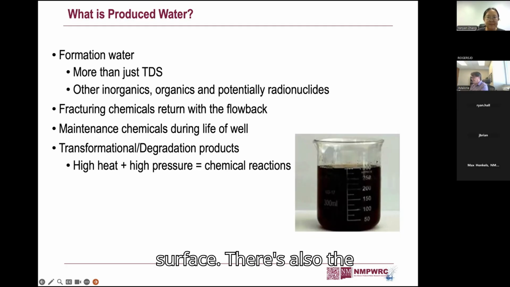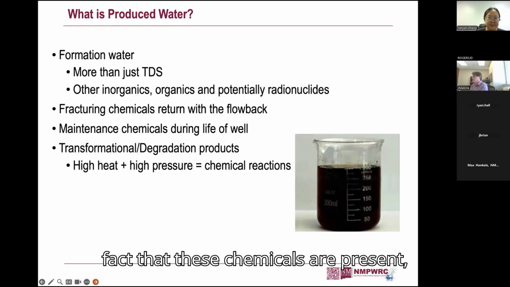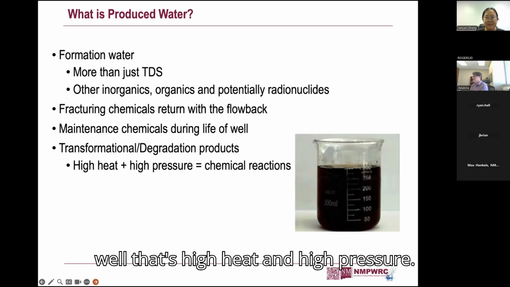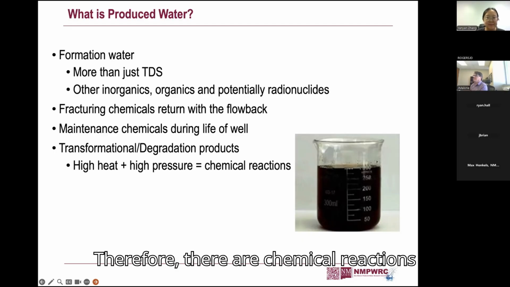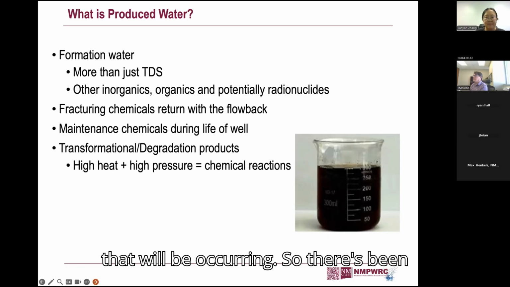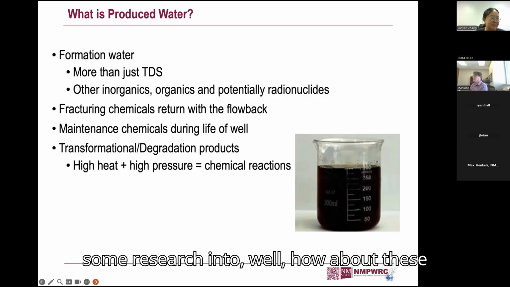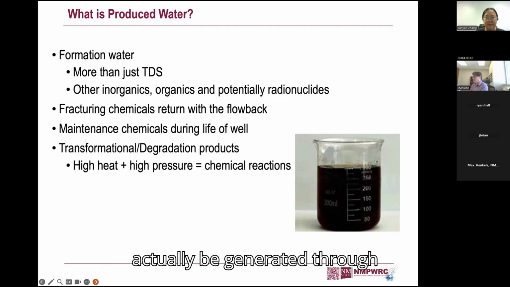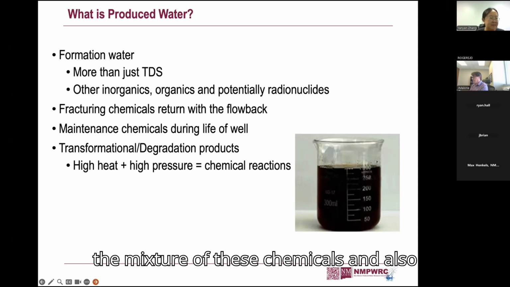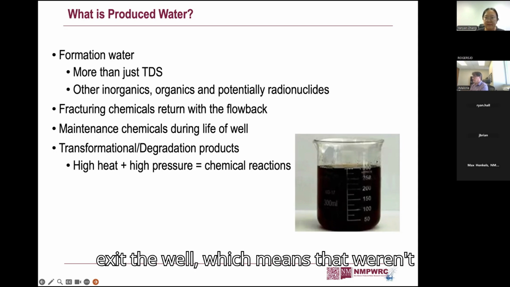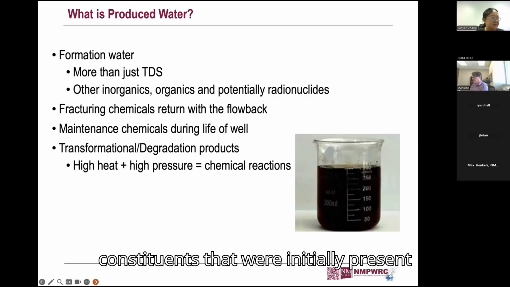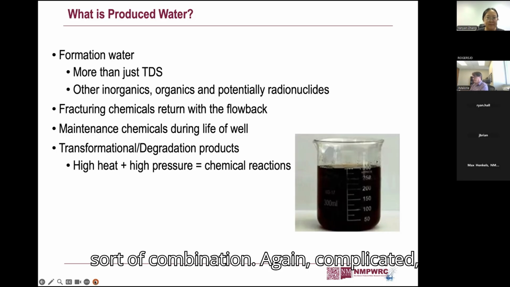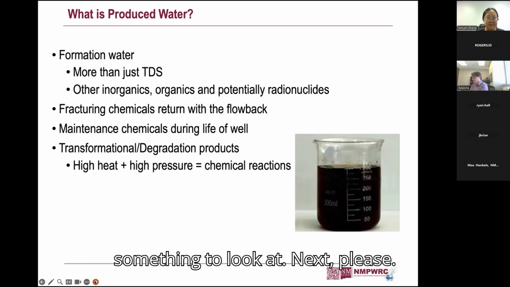There's also the fact that some chemicals are being injected in an oil and gas well that's high heat and high pressure. Therefore, there are chemical reactions occurring. So there's been some research into these daughter products or transformational products that can be generated through the mixture of these chemicals and also exit the well, which means they weren't constituents initially present in the oil and gas formation, nor constituents that were injected, but some sort of combination. Again, complicated, something to look at.